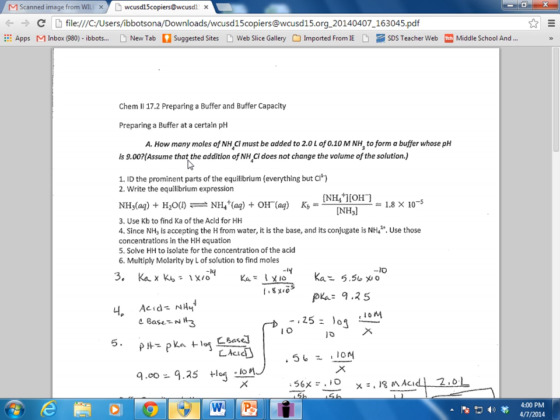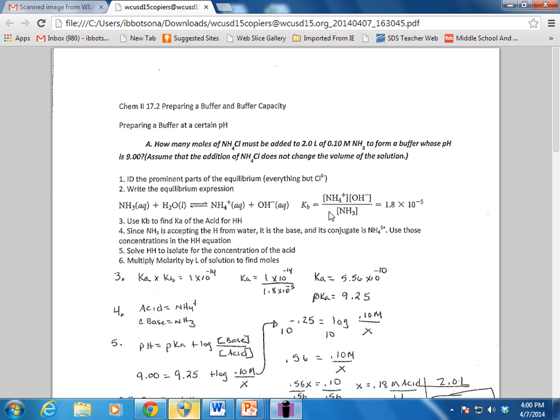First thing, like we talked about with the other buffer situations, is to identify the prominent parts of the equilibrium. NH4 plus is essential to the equilibrium, and NH3 is prominent in the equilibrium as well. Cl is a spectator ion that's not included. It's soluble, so it doesn't really matter in terms of the equilibrium. This makes a buffer, an equilibrium expression where NH3 and water are put together. NH3 is a base. It's fairly strong in terms of a weak base. It accepts the hydrogen from the water to make ammonium plus hydroxide ion.